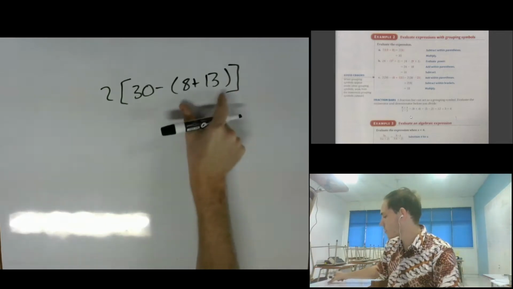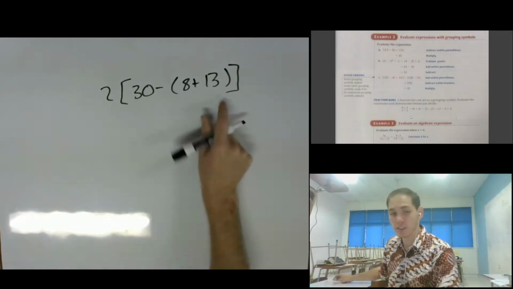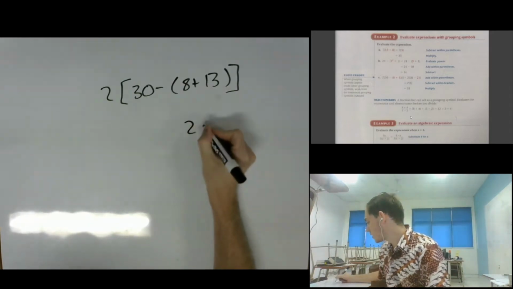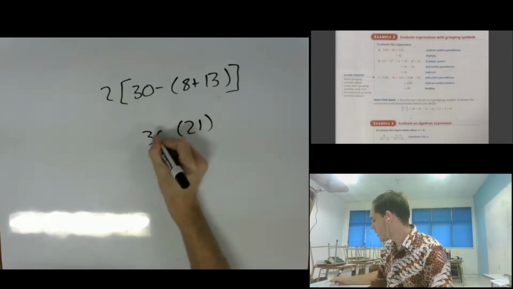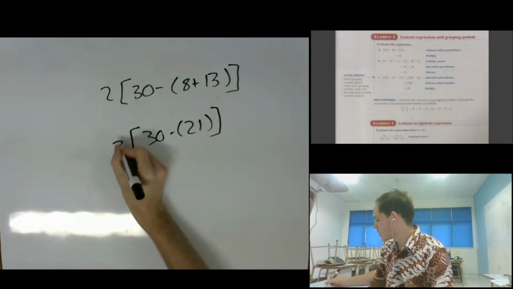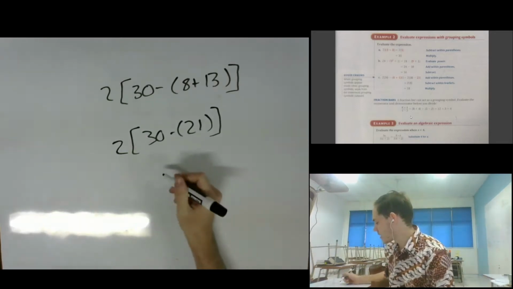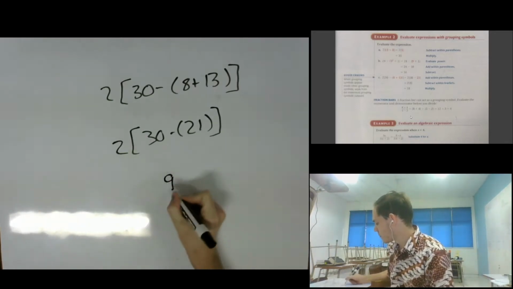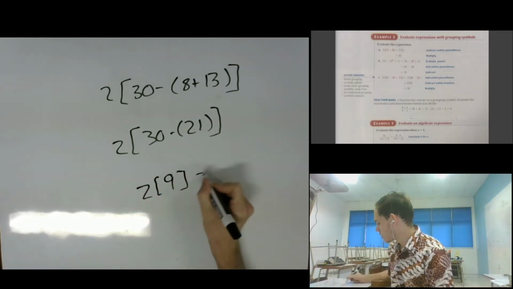So we have to start with the inside parentheses, which is addition. So 8 plus 13 will give us 21. And then we have 30 minus 21, and then brackets, and then 2 on the outside. So what's 30 minus 21? That gives us 9. And then 9 in brackets times 2.